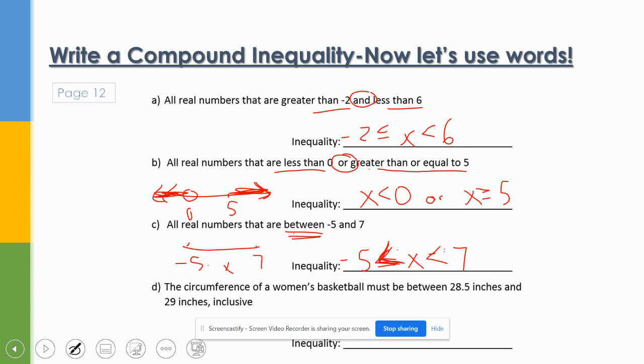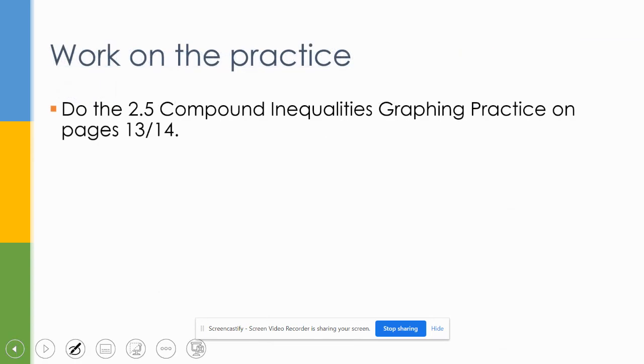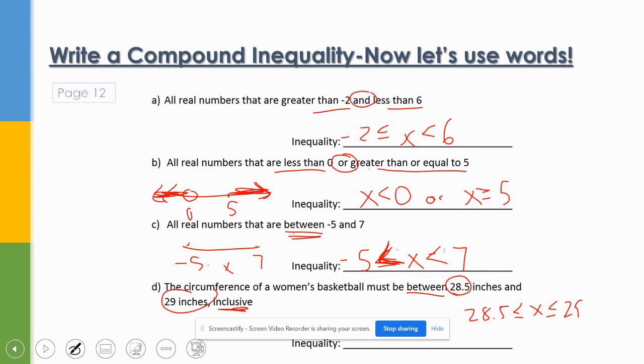The circumference of a women's basketball must be between these two values. Inclusive, that means we're including the numbers. So from 28.5 to 29. Okay, so those are some quick notes. We're going to talk about some more examples in class where you solve. Split them up and solve. That'll be a different item that we talk about.